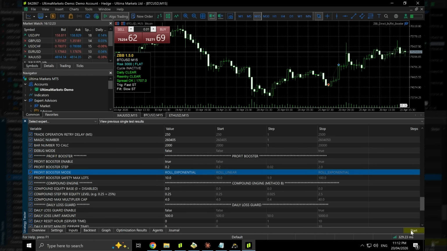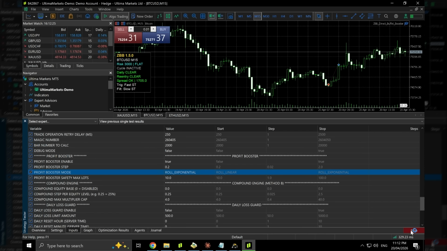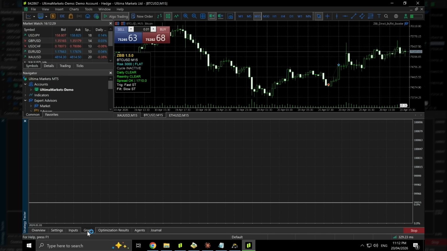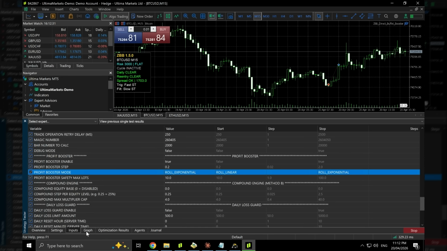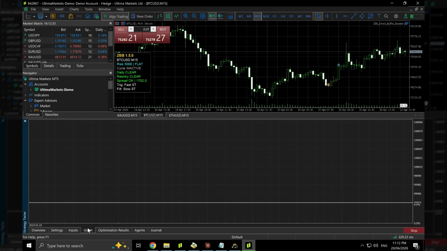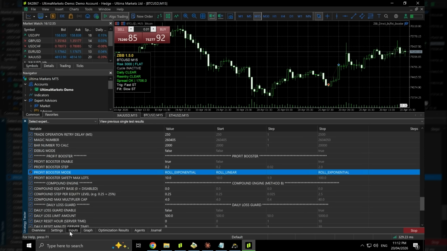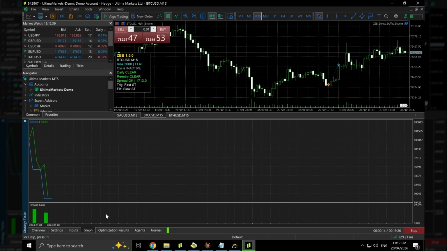For risk management, the system applies a risk amount model per trade, allowing position size to scale with the strategy logic. We also enable the Profit Booster module, running in exponential mode, which allows profits to compound progressively as the equity grows. Once everything is configured, we are ready to start the backtest.